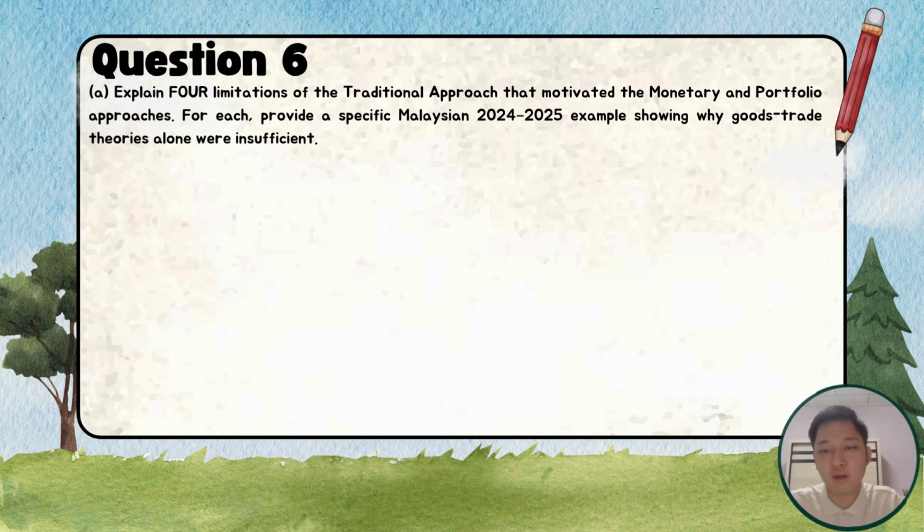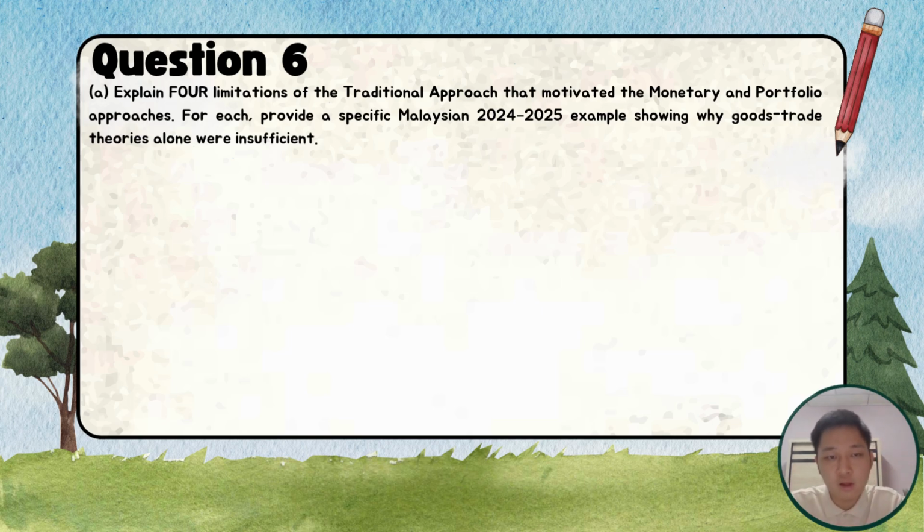The second limitation is that it assumes slow adjustment. The J-curve explains that the trade quantity adjusts slowly over time. However, financial markets react very quickly. Currency trade may respond immediately to news about the FED or BNM. The third limitation is that it cannot explain exchange rate overshooting. Sometimes exchange rate moves much more than trade fundamentals suggest. For example, the Malaysian ringgit weakening to a high level reflects financial sentiment and pressure, not only trade deficit.